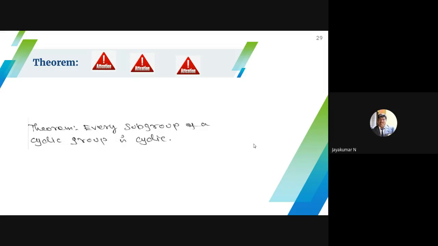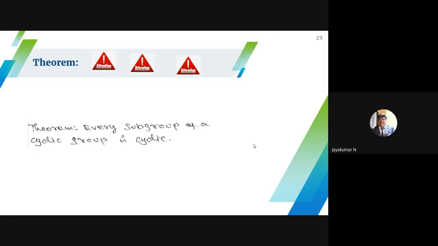What is the meaning of a cyclic group? Each and every element is generated by a single element, say B. That means each and every element of a cyclic group has the form B power T. I have a subgroup of the cyclic group, so each and every element of the subgroup has the form B power T, because each element of the cyclic group has the form B power T. The elements of the subgroup are nothing but elements of G also.